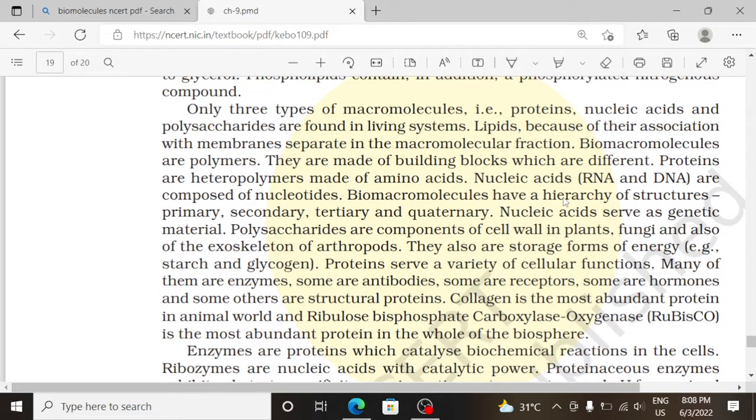Only 3 types of macromolecules, that is proteins, nucleic acids and polysaccharides, are found in living systems. Lipids, because of their association with membranes, separate in the macromolecular fraction.